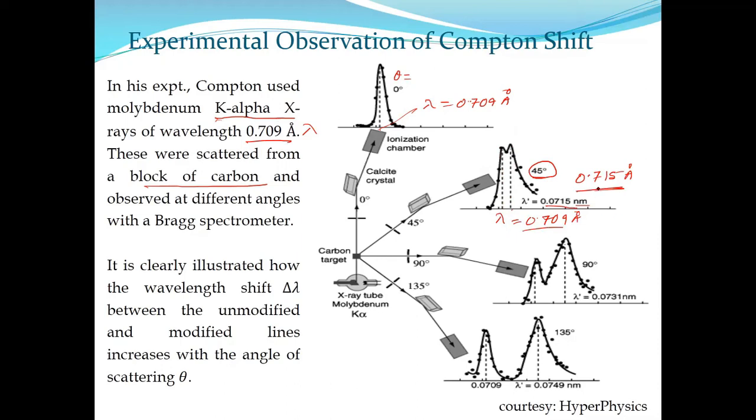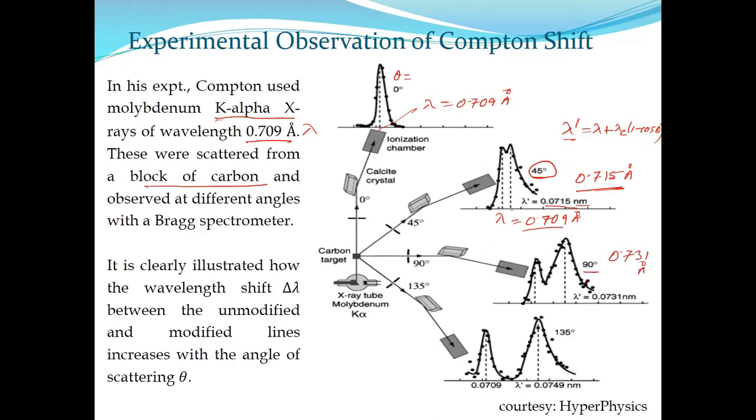Due to the Compton effect, when the angle is not 0, we should get a different value of lambda. Of course, lambda dash equals lambda plus lambda c times (1 minus cos theta). So theta is changed, and we should get a different value of lambda dash. If I increase the angle to 90 degrees, lambda dash is increased more. Now it is 0.731 angstrom.